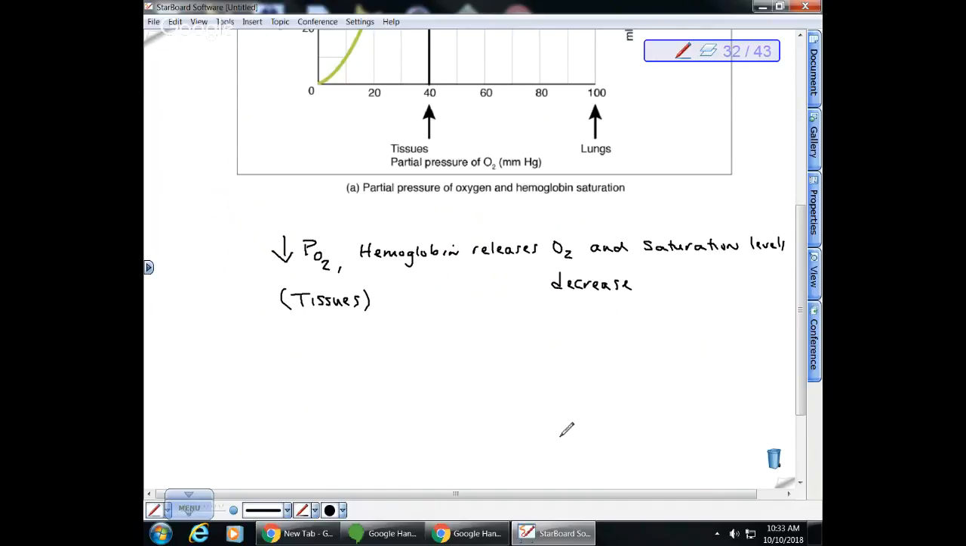Now, the hemoglobin molecule also responds to pH. As pH decreases, hemoglobin is also going to release oxygen and saturation levels will decrease. Now, what is the molecule that I just mentioned that influences pH in the body?